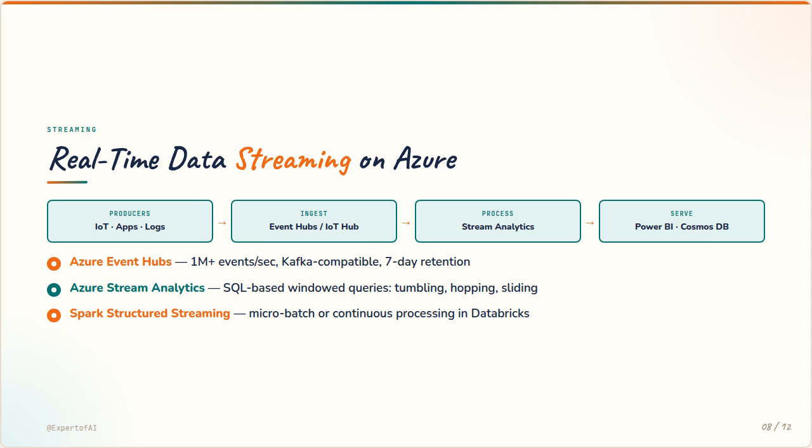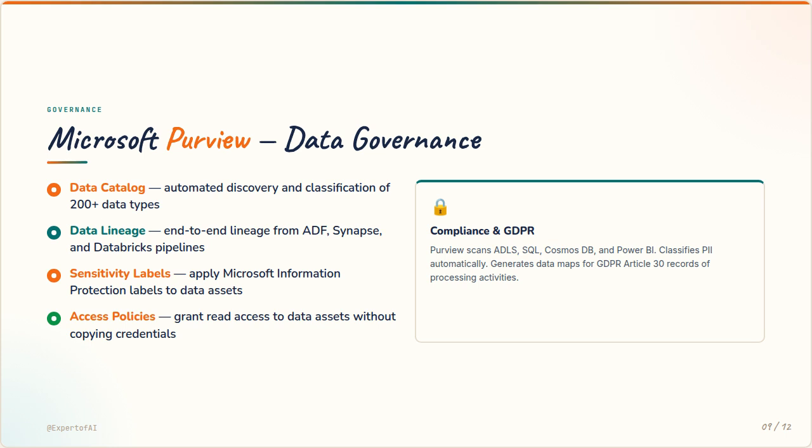Azure Stream Analytics processes those events using SQL-based windowed queries: tumbling windows for fixed time intervals, hopping windows for overlapping periods, and sliding windows for continuous aggregation. Results are written to Power BI for real-time dashboards, Cosmos DB for operational applications, or back to Data Lake for batch processing. For more complex transformations, Spark Structured Streaming in Databricks provides micro-batch or continuous processing with full Delta Lake integration.